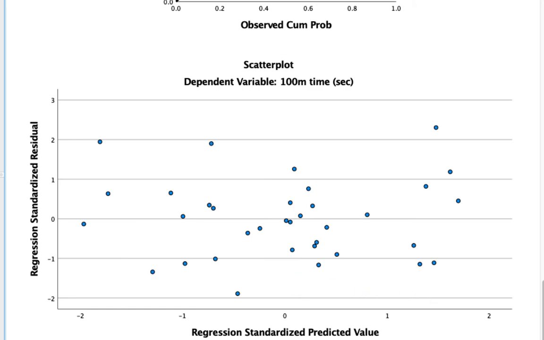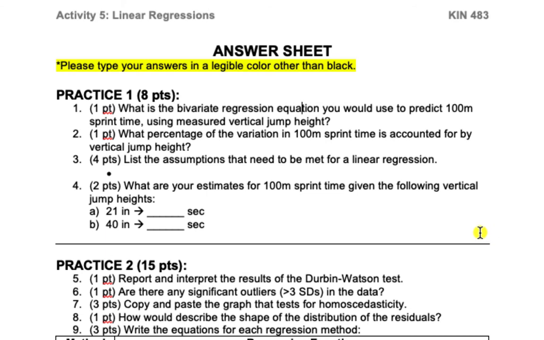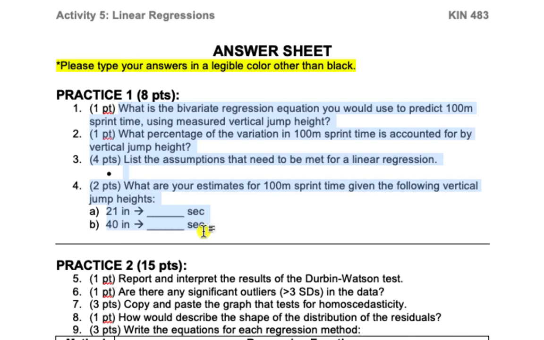Okay, so from here, you can go to your answer sheet, and I've listed out some questions that you can answer. The last one that I want to do with you is doing the plug and chug for the estimated sprint times given vertical jump heights.